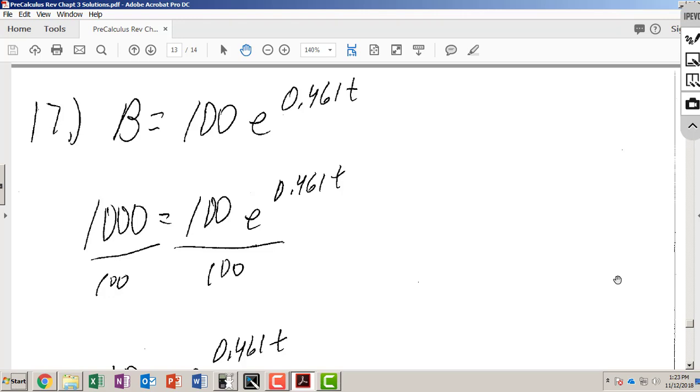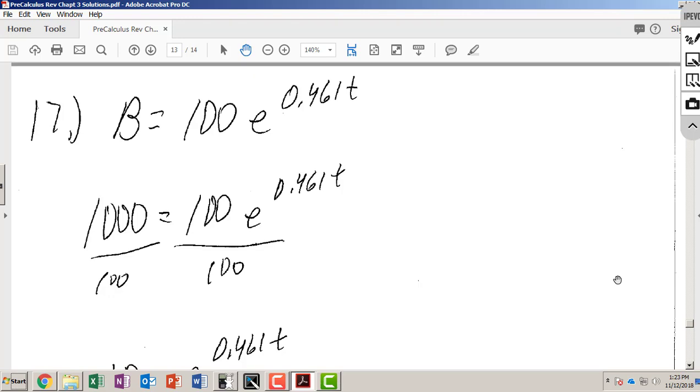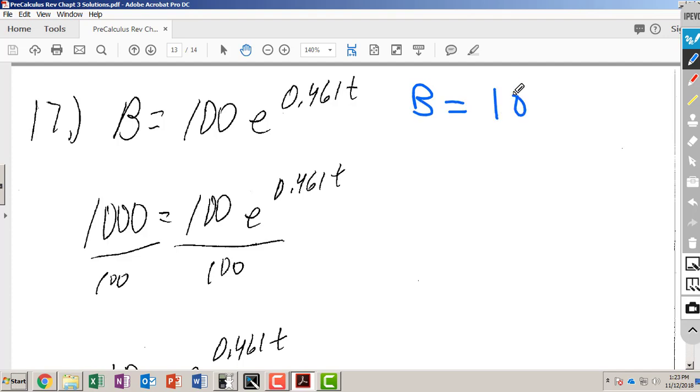On this next problem, on number 17, it says the number of bacteria present in a culture is B equals 100e to the 0.461t, where t is the time in minutes. Find the time required, to the nearest half minute, to have 1,000 bacteria present. So my first step, I know that B is going to equal 1,000. I go ahead and substitute 1,000 in place of B. So now solving this equation, just doing the opposite.